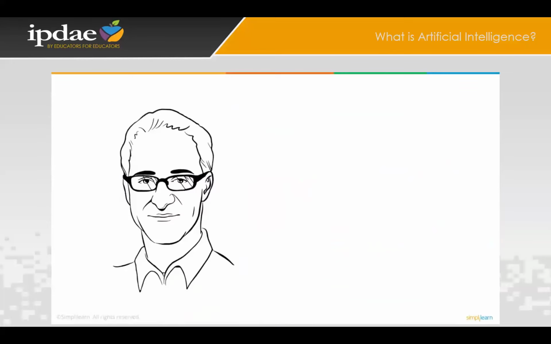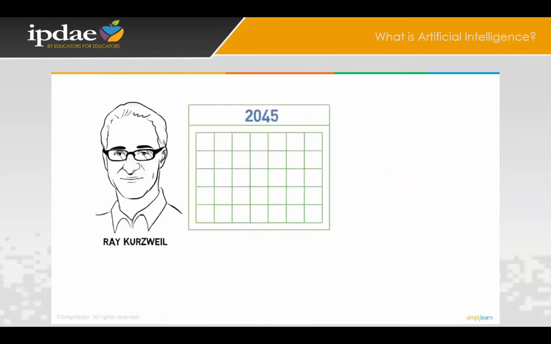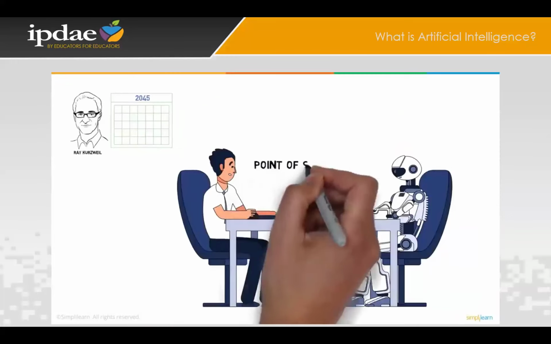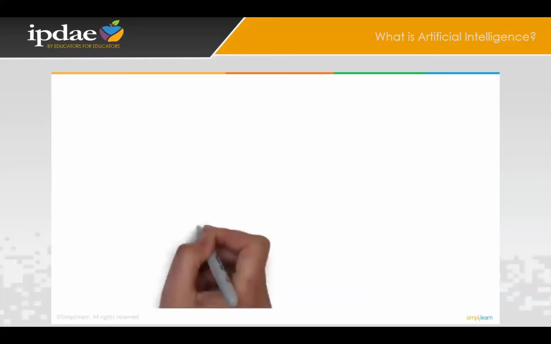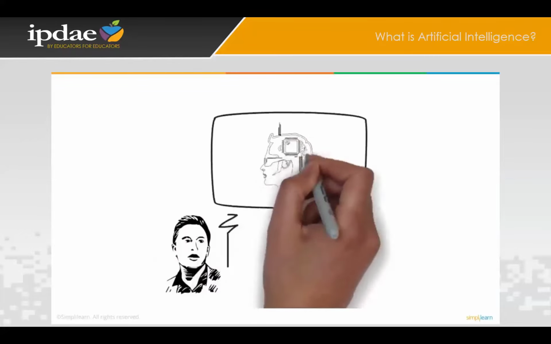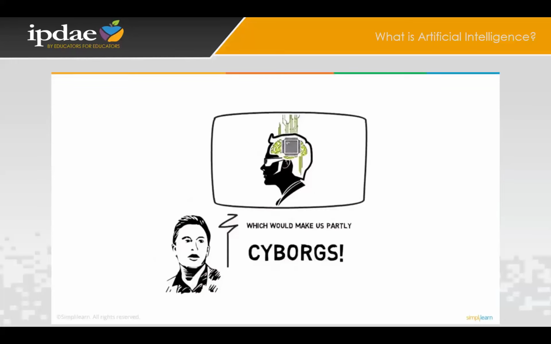Ray Kurzweil, a well-known futurist, predicts that by the year 2045, we would have robots as smart as humans. This is called the point of singularity. Well, that's not all. In fact, Elon Musk predicts that the human mind and body will be enhanced by AI implants, which would make us partly cyborgs.